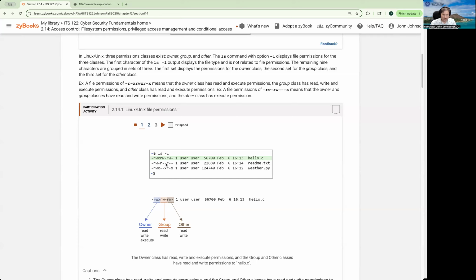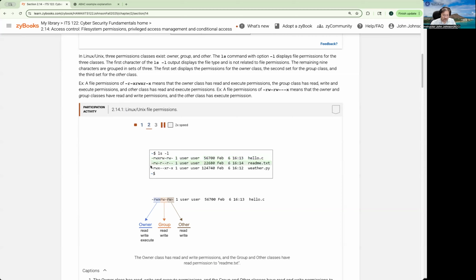Then over here, we've got our settings. The first character is the file type. Don't worry about that. Then we look at the rwx, rw-, rw-. So we know that we've got read, write, and execute for the user. We've got read, write, and no execute for the group. And for other, we've got read, write, and no execute. The owner class has everything, and the group and other classes have read and write. So that's what we just said.